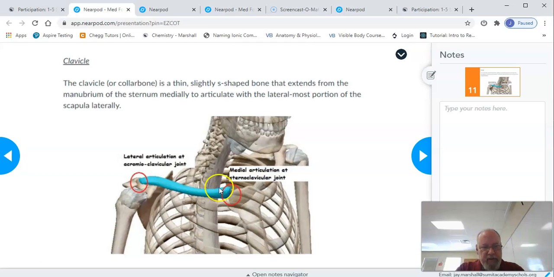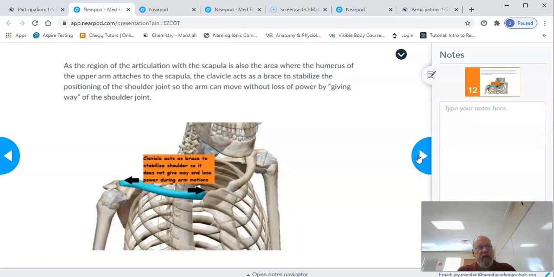So it goes from the sternum to the end of the acromion process. The region of the articulation with the scapula is also the area where the humerus of the upper arm attaches to the scapula. The clavicle acts as a brace to stabilize the positioning of the shoulder.